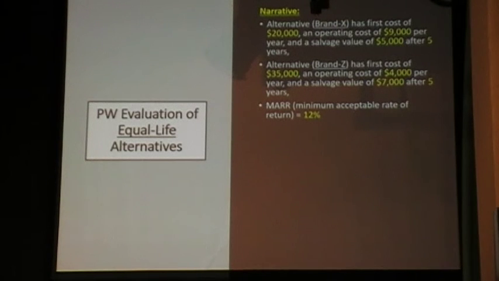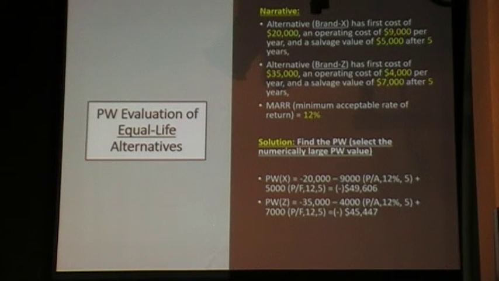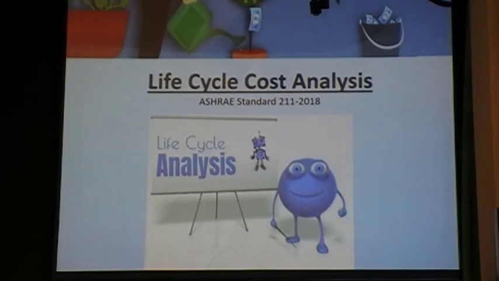Another idea for present worth, if you're looking at alternatives that have the same equal life. Again, alternate brand X, brand Z, with its information. If you look at that, solve for it, the present worth that we're going to pick is Z because its present value is minus 45,000, which is less than minus 49,000. So that's why we picked that.